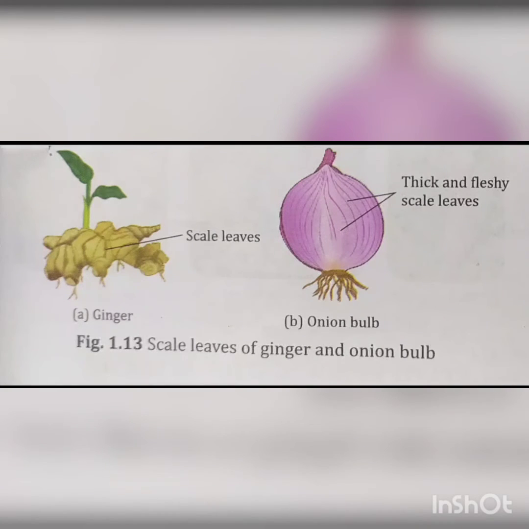Next modification is the scale leaves. Scale leaves are thin and dry structures which are usually brownish in color or colorless. They take up the function of protecting the axillary buds as in ginger. In onion, they store food prepared by the plant and become thick and fleshy.